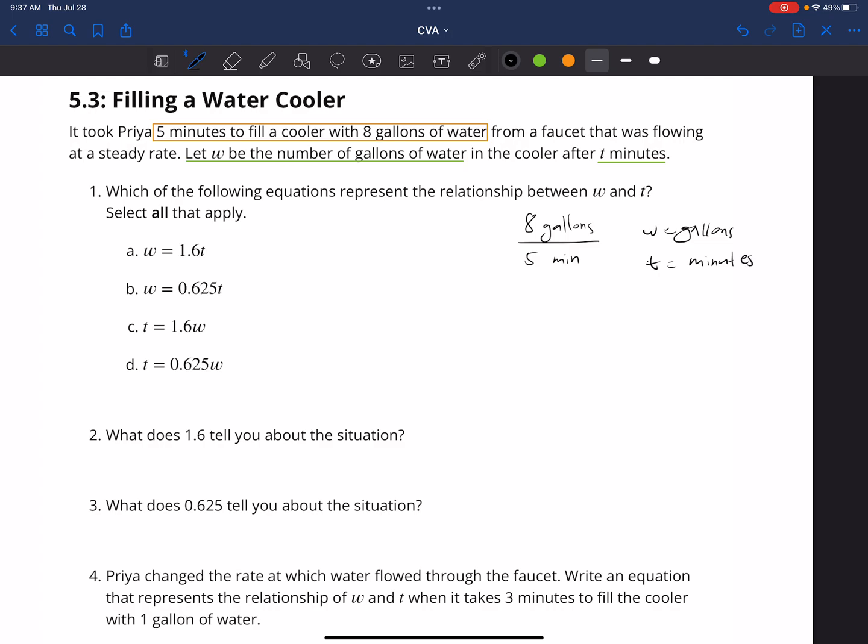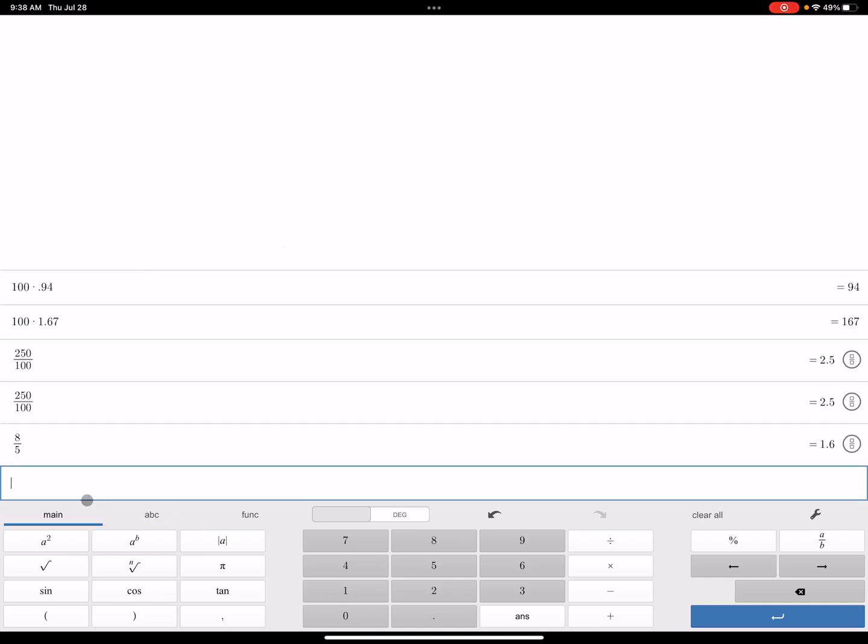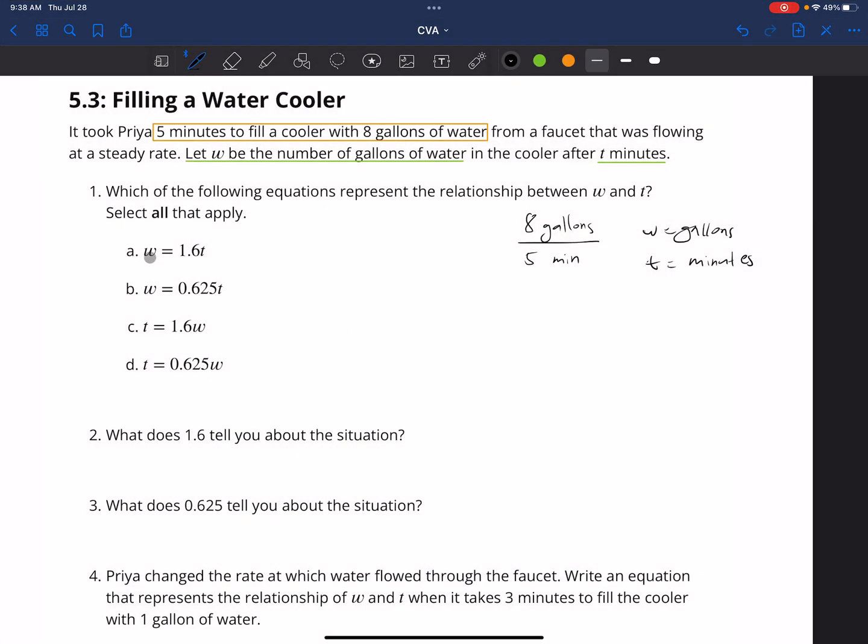Okay, so let's take a look. It seems like they made this into a decimal. So let's try it. I'm going to divide 8 divided by 5 and see what we get. 8 divided by 5 is 1.6. So it is 1.6. So what this means is this.